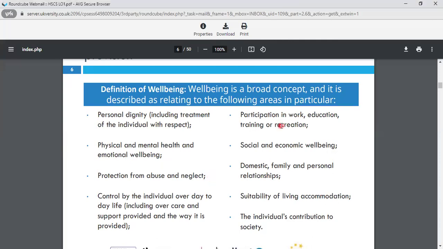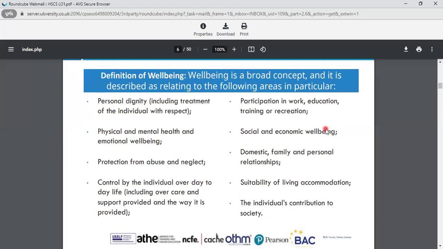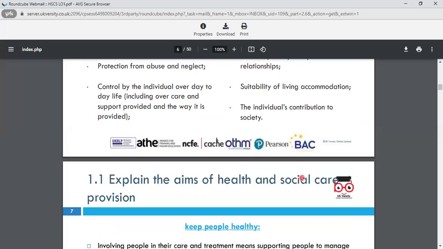It includes participation in work, education, training, or recreation. It includes social and economic well-being. It includes domestic, family, and personal relationships. It includes suitability of living accommodation, and the individual's contribution to society. So it's a lot, and ultimately it leads to living a happy and comfortable life. So well-being is very different compared to just health. Obviously all of this has an impact on health, and all of this has an impact on well-being also.